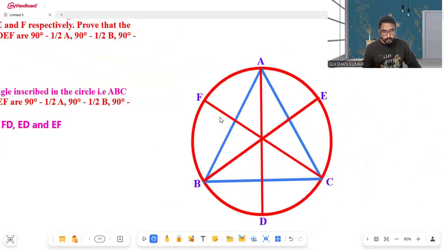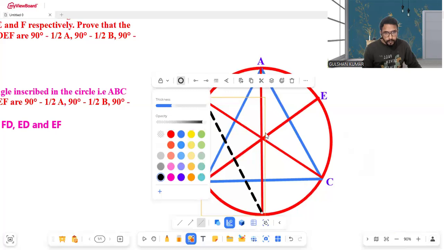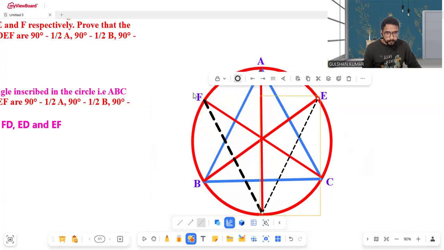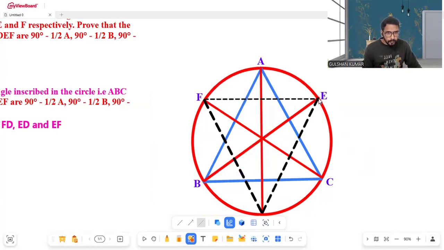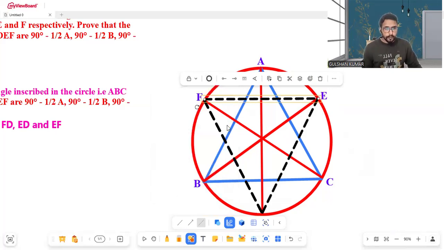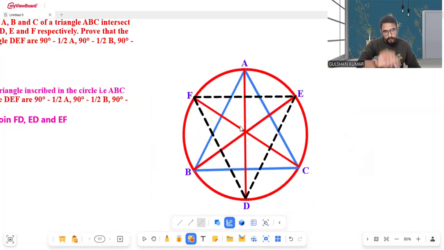So just join these. Increase the thickness so that it will be visible to us. Increasing the thickness here and on this one. Okay, that will be fine. Now the final diagram is this one.